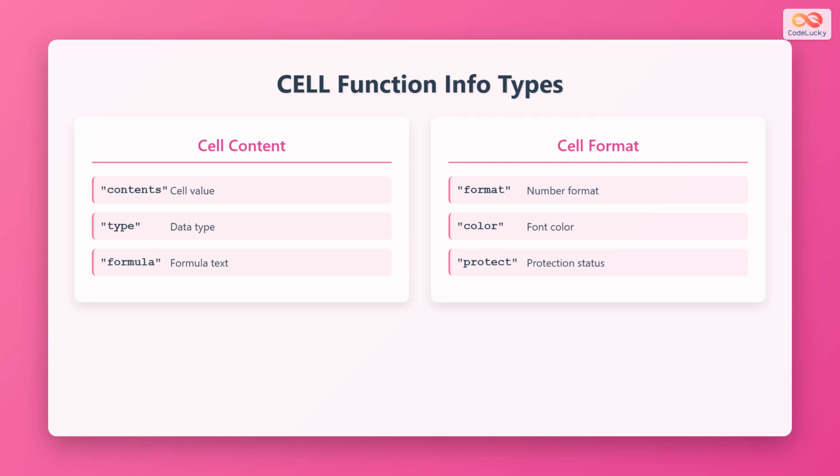Here are some common info types you can use with the CELL function. Under the cell content category, the info type "contents" returns the cell value. The info type "type" returns the data type, and the info type "formula" returns the formula text. Under the cell format category, the info type "format" returns the number format. The info type "color" returns 1 if the font color is black, otherwise it returns 0. The info type "protect" returns 1 if the cell is locked, otherwise it returns 0.